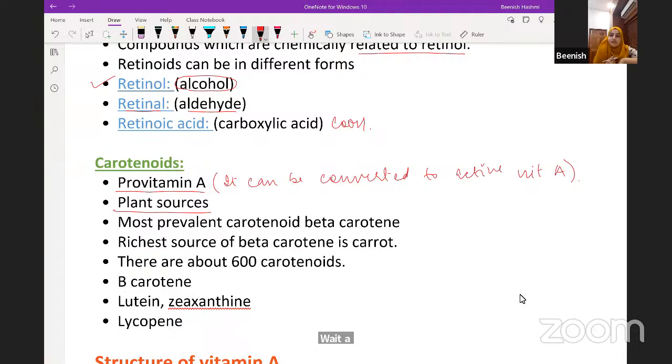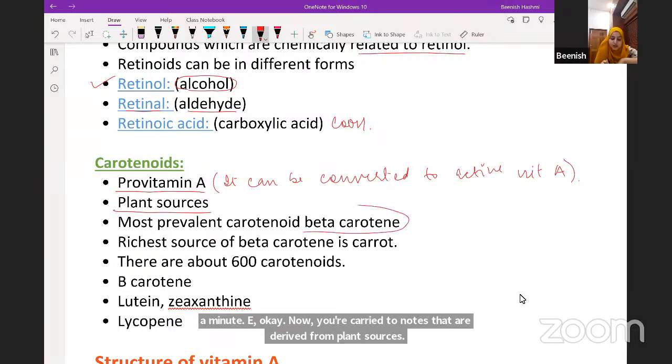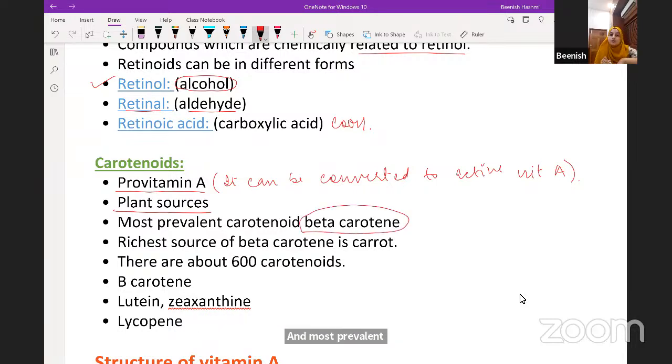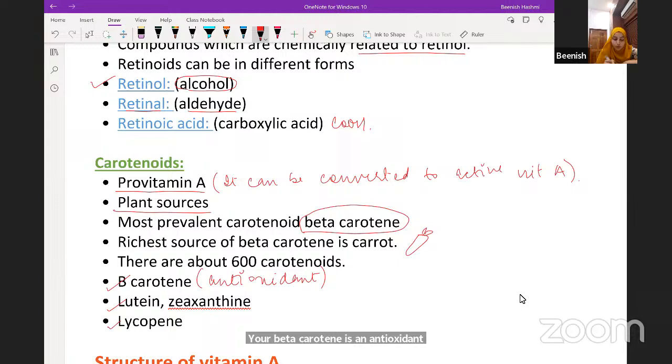And the most prevalent carotenoid is your beta carotene. And the richest source of beta carotene is your carrot. Okay. And there are around 600 different carotenoids. For example, you have beta carotene, you have lutein, zeaxanthin, and lycopene. So beta carotene is an antioxidant. In fact, all your carotenoids are antioxidants, but especially beta carotene.